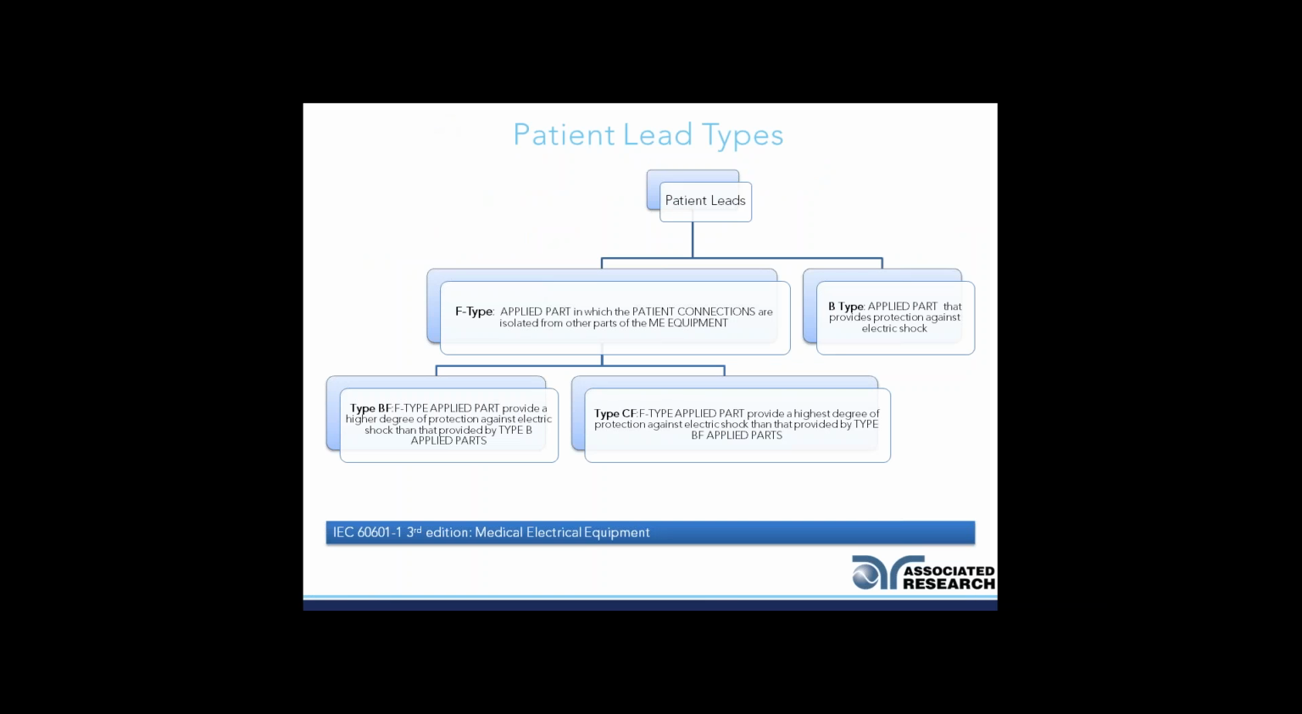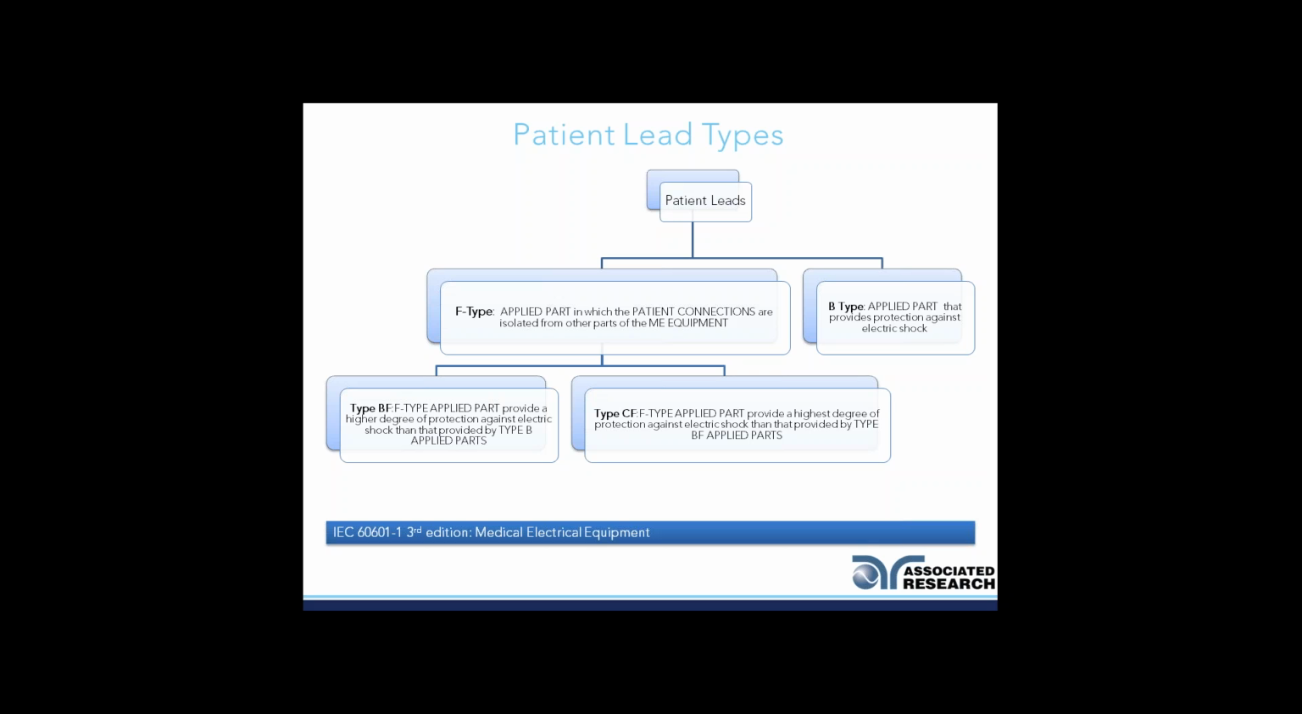So when you have your product, you have patient leads that attach to the patients. The patient leads could be classified in two separate classifications: B-type applied part, or F-type applied part. B-type applied part provides protection against electrical shock, usually through having a reference to ground connections. For an F-type applied part, this provides isolation from the rest of the medical equipment or ground, and these F-type applied parts are usually isolated from the rest of the equipment, and also from ground.